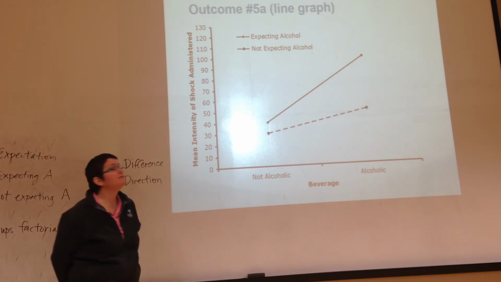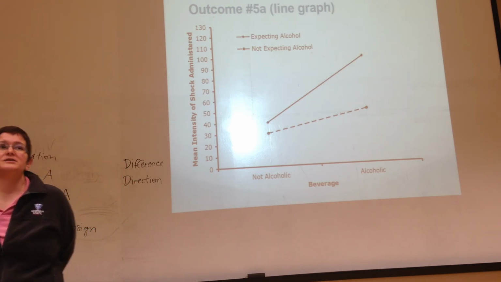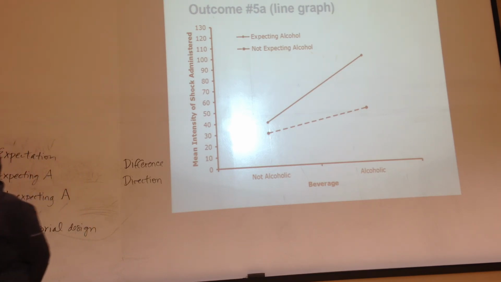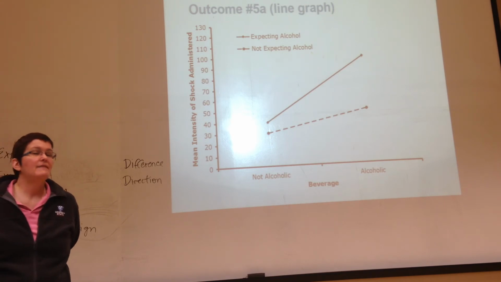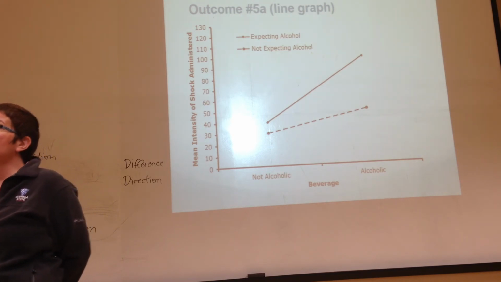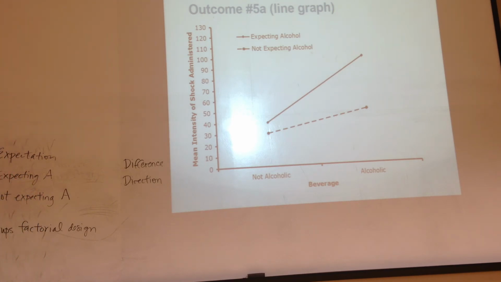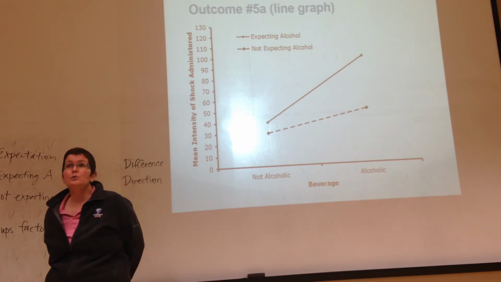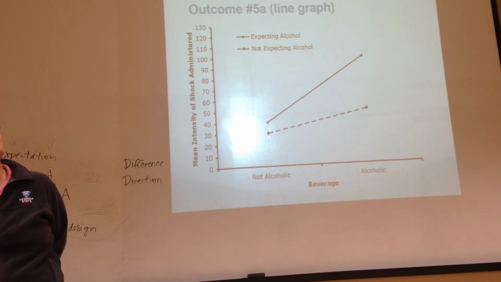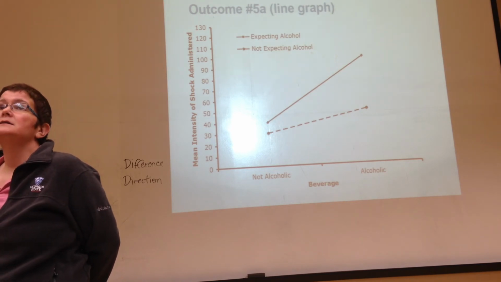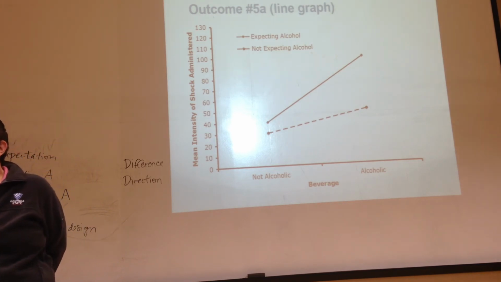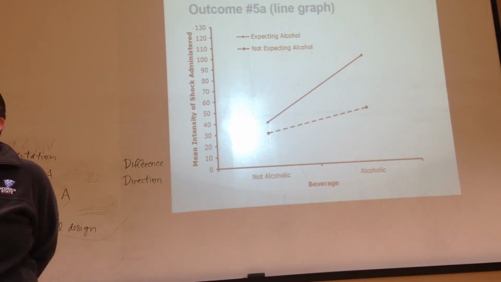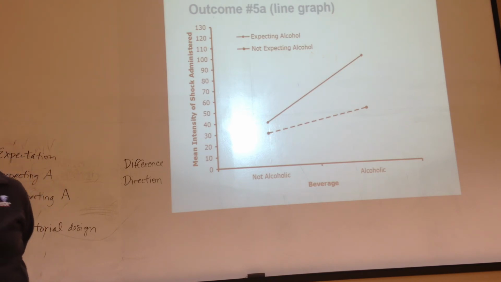Expecting alcohol and drank alcohol. Okay, so the condition where they were expecting to get alcohol and they got alcohol. Right, so these are the people who thought they were going to get drunk and they got drunk. And those people administered the highest shock. So if you wanted to describe this interaction, you could say there was an interaction of beverage and expectation such that participants who got an alcoholic beverage and were expecting an alcoholic beverage shocked the most of all the groups. So you pick out the one that seemed extreme and describe that one.